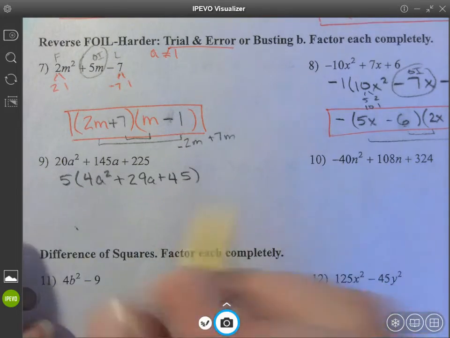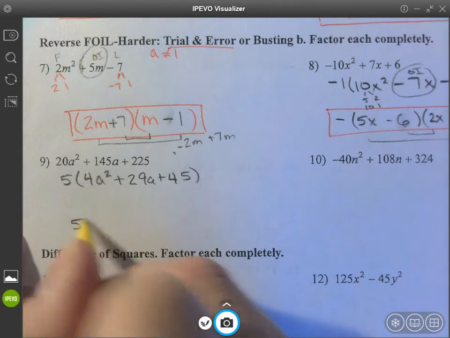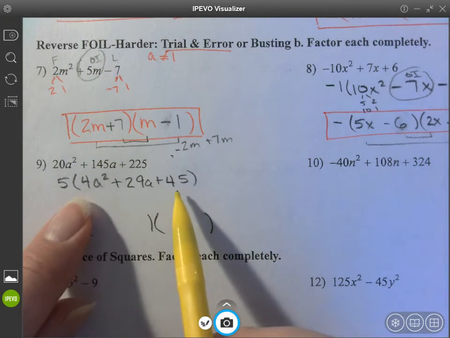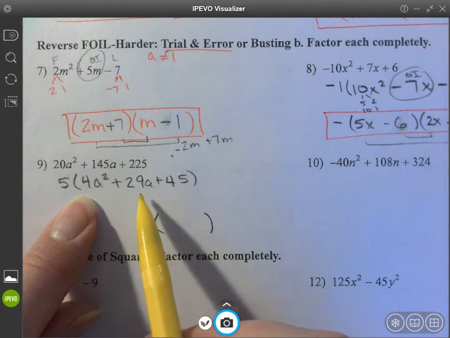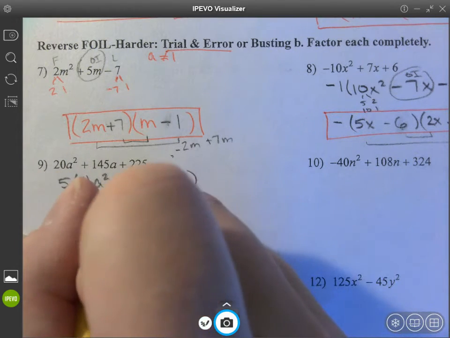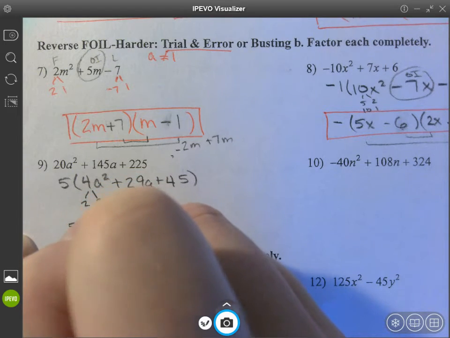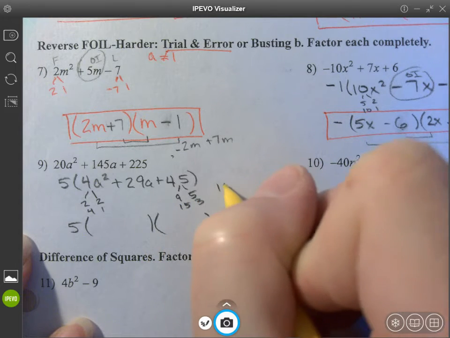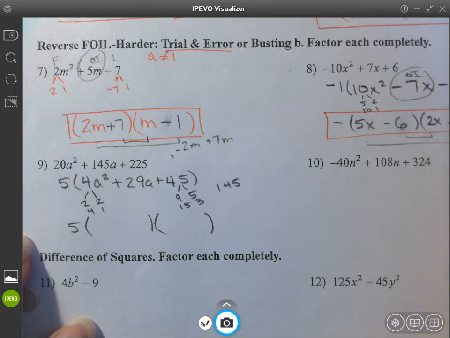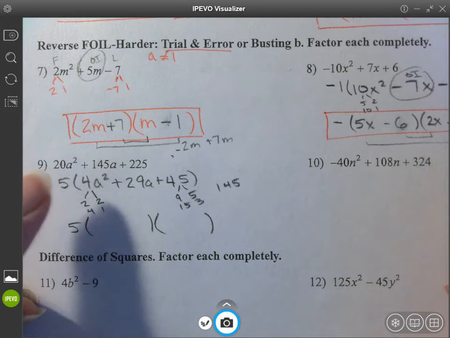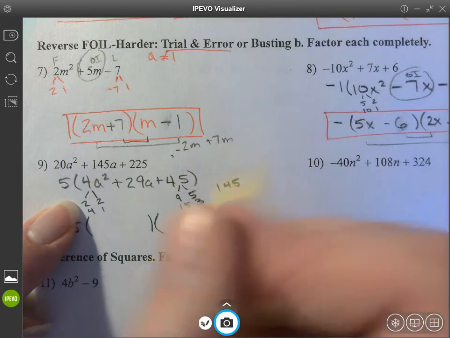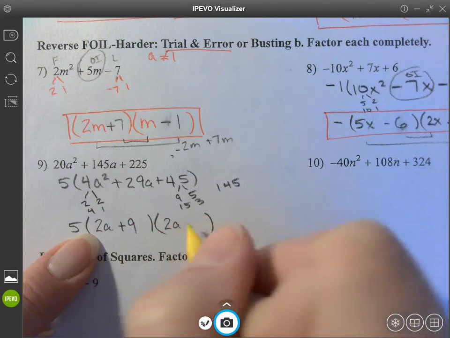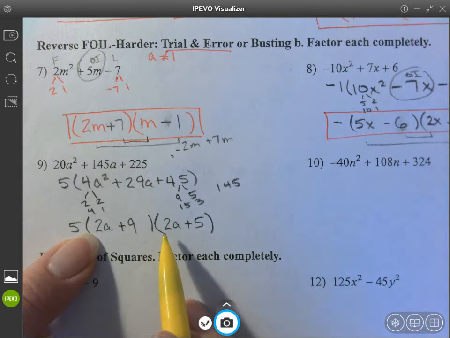If I'm doing reverse FOIL, I am not worried about getting that 29 until I start trying numbers. So if I'm busting B, I multiply these two and then I find the factors that add up to 29. But if I'm doing reverse FOIL trial and error, I am going to focus on my factors like this. And again, I think it's good to list every option. Now, anytime I have a perfect square, I'm going to start with that double factor. So I'm going to start with my 2a and 2a, and I want all positives. And why I like starting with the double factor is it's a one and done.